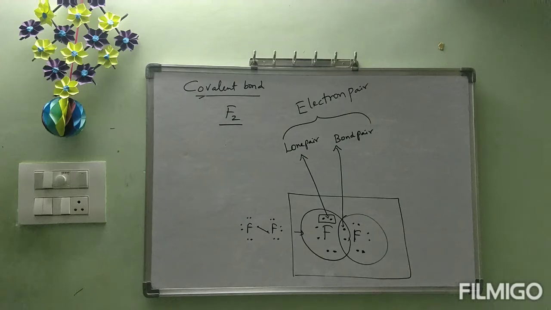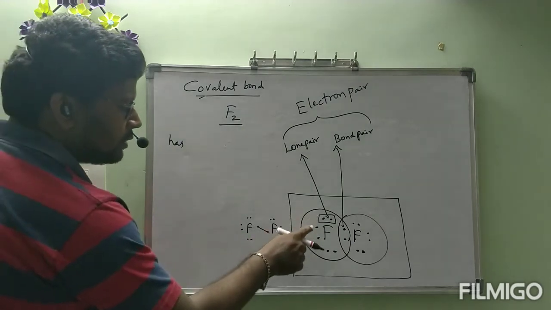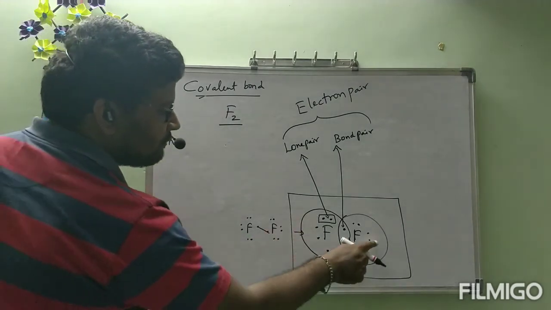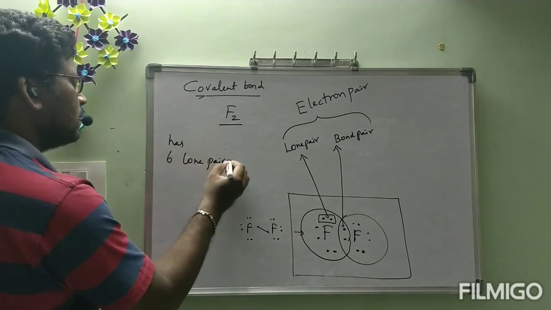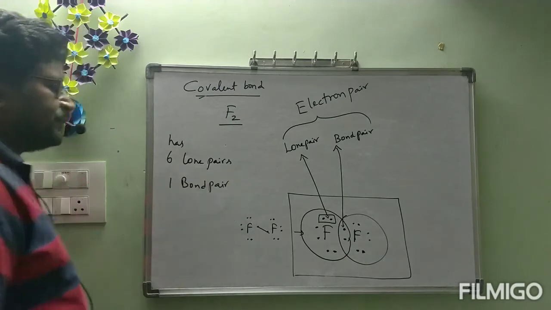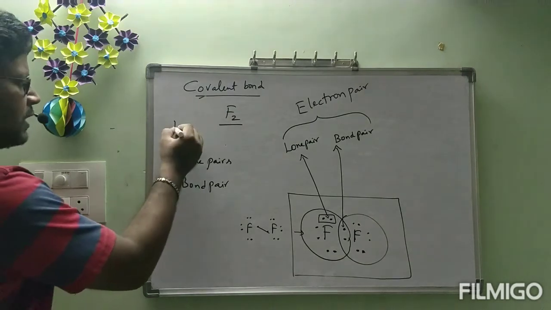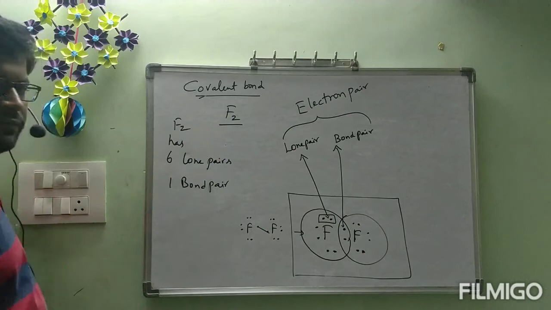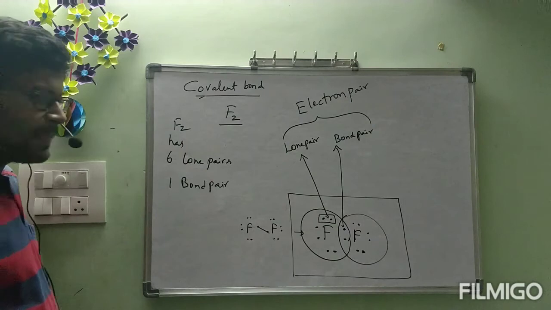Now the total fluorine molecule has 1, 2, 3, 4, 5, 6 lone pairs and 1 bond pair. F2 has 6 lone pairs and 1 bond pair. This one also note down. Next, one more example we will see. Okay.